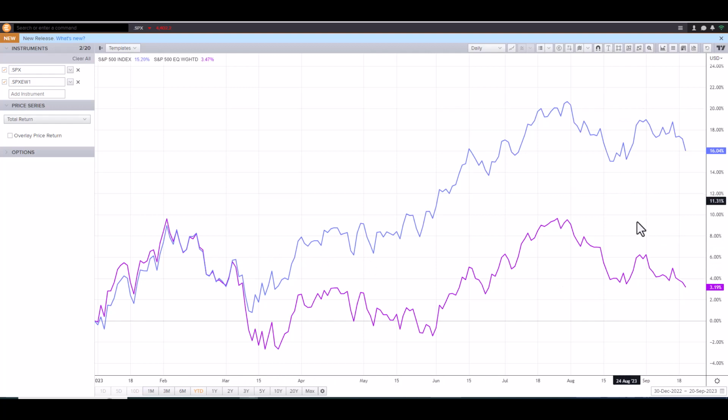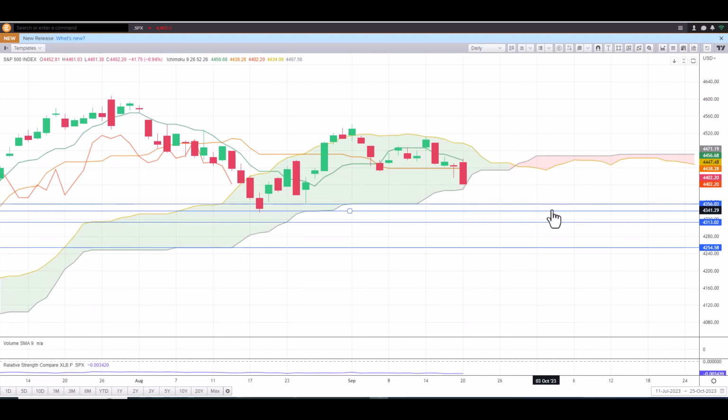It's a narrow, concentrated rally in a few companies in the S&P, for example. So quick downside risk to these old cloud chart support levels. Upside potential is the top end of the front end of the cloud here at 4471.